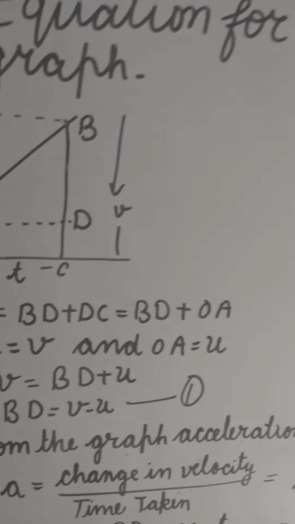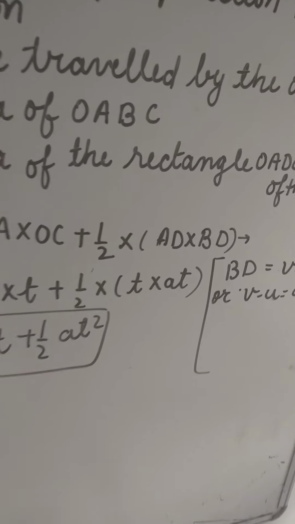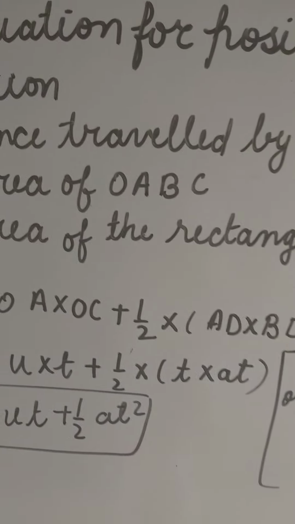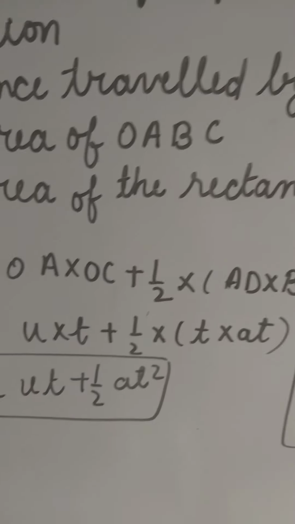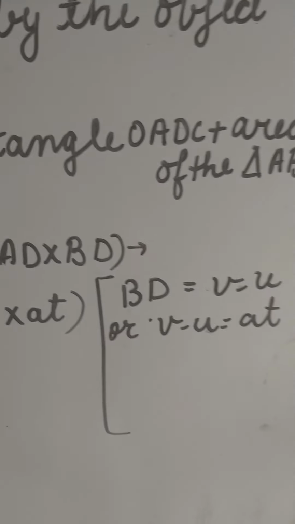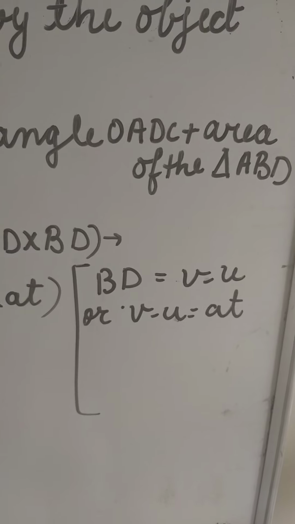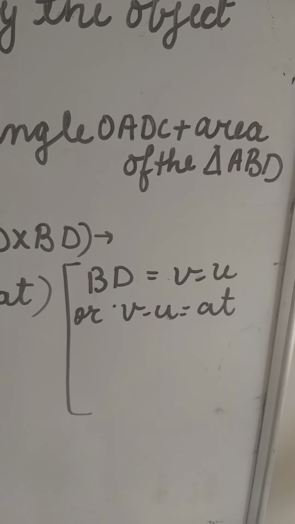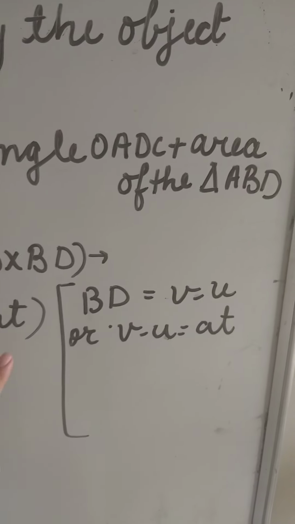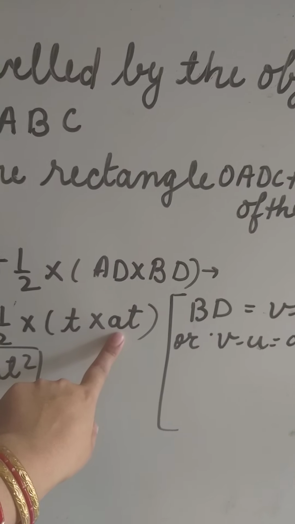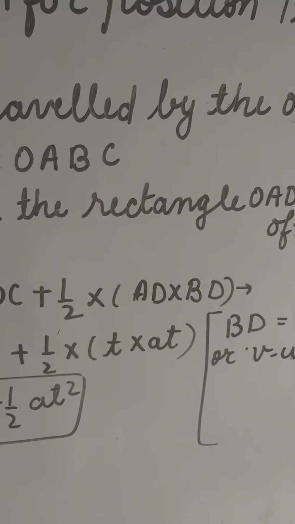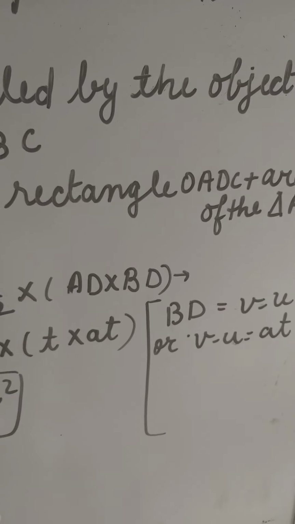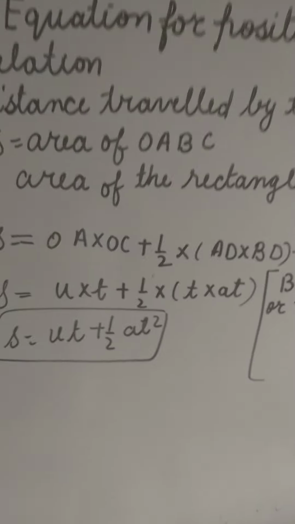So what can we write? Instead of AD, T, and BD is equal to AT. From where is BD is equal to AT coming? From the first equation of motion, you can see BD is equal to V minus U, and V minus U is equal to AT. So I have written AT here from equation 1. So what will come? S is equal to UT plus half AT square.